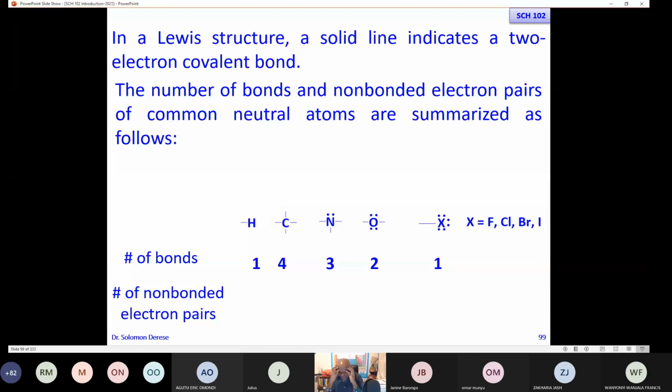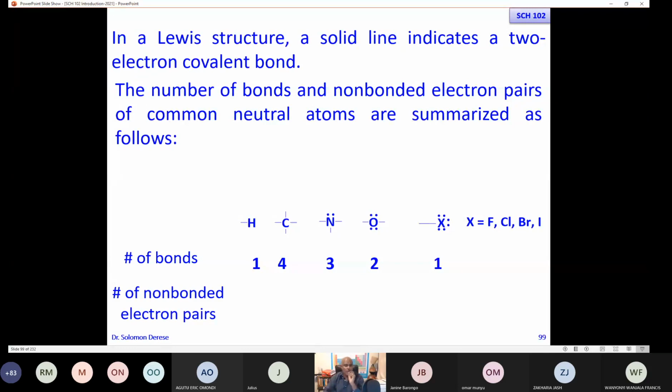And this you must recognize, because when you are drawing the Lewis structure, for example, of an organic molecule that has carbon, we cannot have a carbon that is bonded to 5 elements, 6 elements. Carbon that has formed 5 bonds. Carbon that has formed 6 or 7, 8 bonds. Carbon can only form 4 bonds.